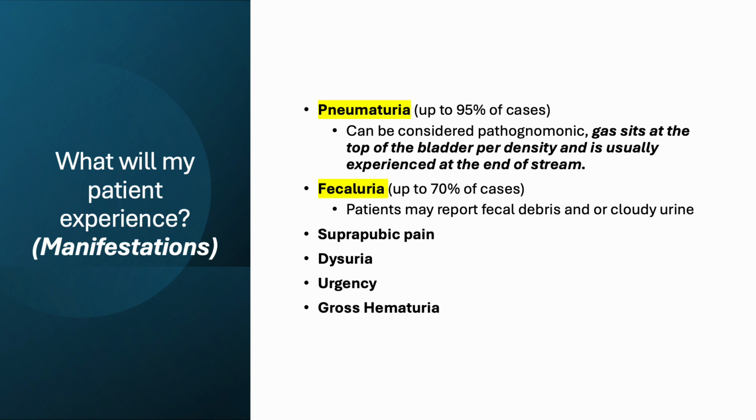And one of the other things they'll experience more commonly as well is fecaluria. So they'll say it's cloudy, it's dark. It'll be like a chocolate colored urine. It's like fecal debris, vegetable matter, and some very cloudy urine. There's probably leukocytes in it as well, but it's going to be dark.